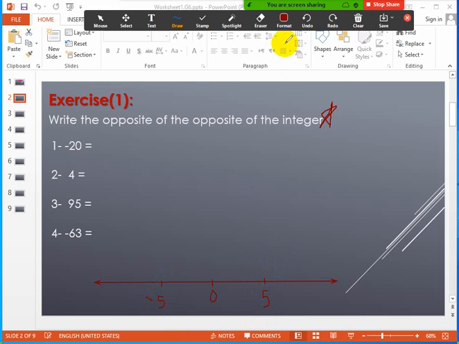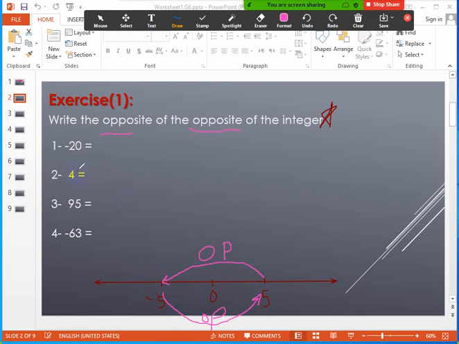So the opposite of the opposite is what? The opposite of the 5 is negative 5. And the opposite of the negative 5 is 5. That means the opposite of the opposite of any number equals the same number. This is the first opposite, this is the second one. When I say opposite twice, opposite of the opposite, that means I have to repeat it twice. The opposite, this is the first one, and the second one, it's 5.